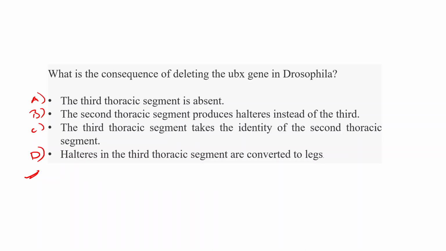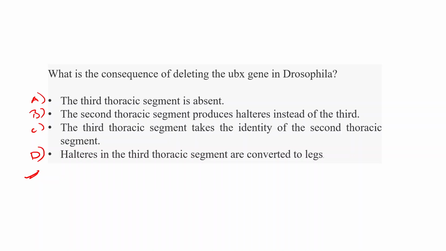Okay. Now let us try to understand this question. The question says, what is the consequence of deleting the ultrabithorax gene in Drosophila? And your options are: the third thoracic segment is absent; the second thoracic segment produces halters instead of the third; the third thoracic segment takes the identity of the second thoracic segment; or D, halters in the third thoracic segment are converted to legs. So what you have to understand is that ultrabithorax normally specifies the identity of the third thoracic segment, which directs development of halters instead of wings.